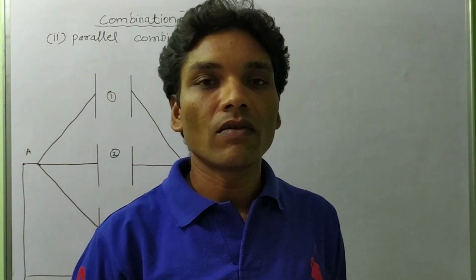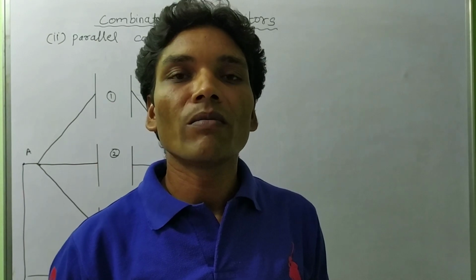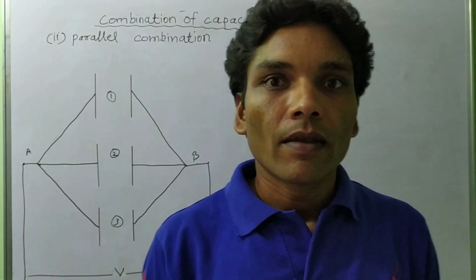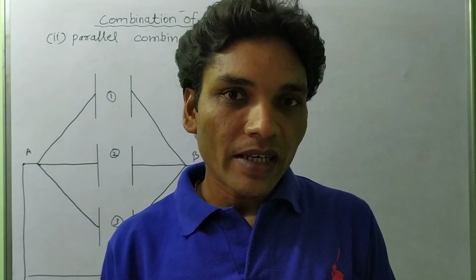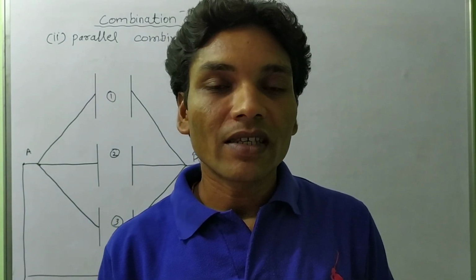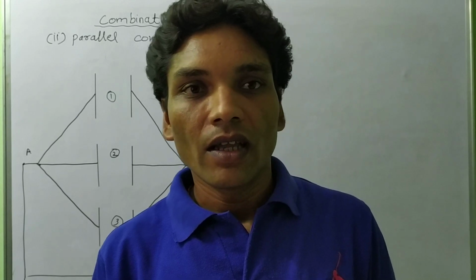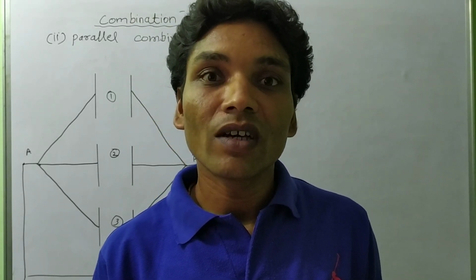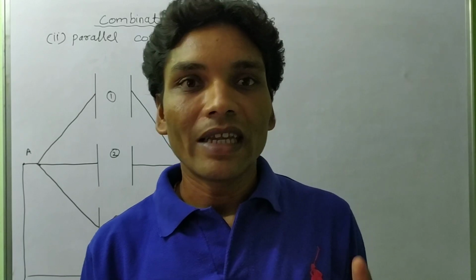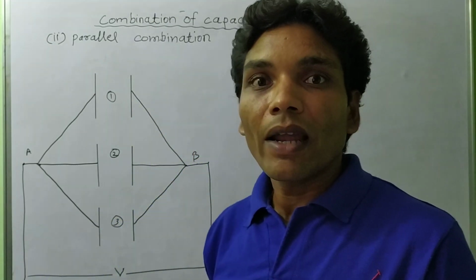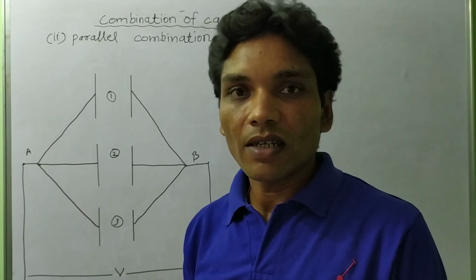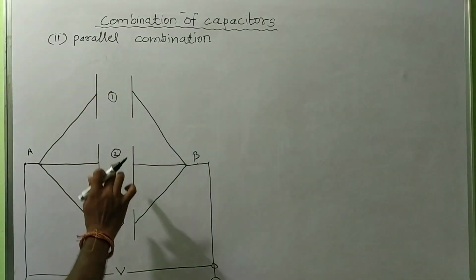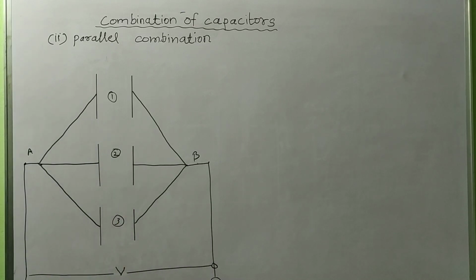Students, in this video we will learn about the parallel combination of capacitors. So, definition: when the first plate of each capacitor is connected to one common point and the second plate of each capacitor is connected to another common point, that combination is called the parallel combination of capacitors. You can see here, this is the first capacitor, second capacitor and third capacitor.